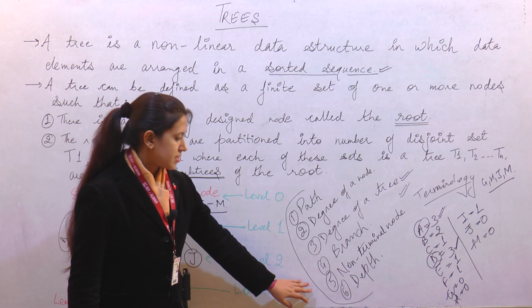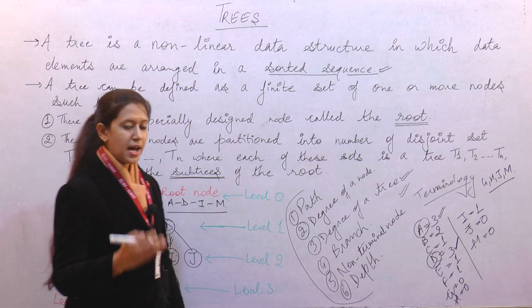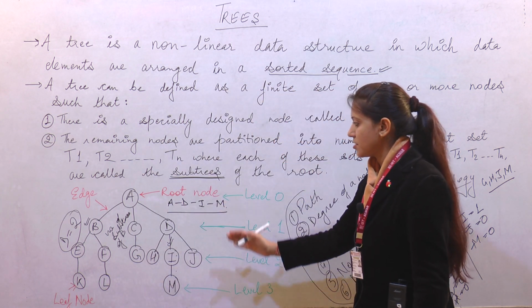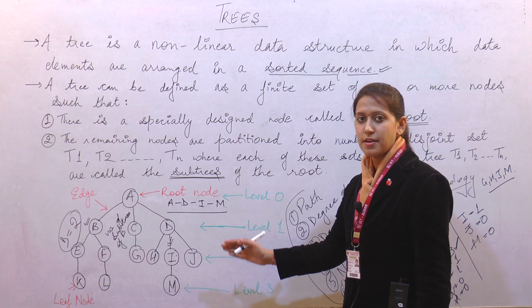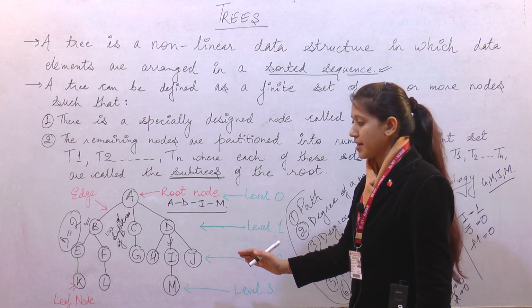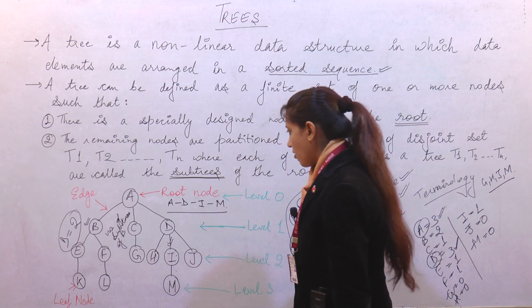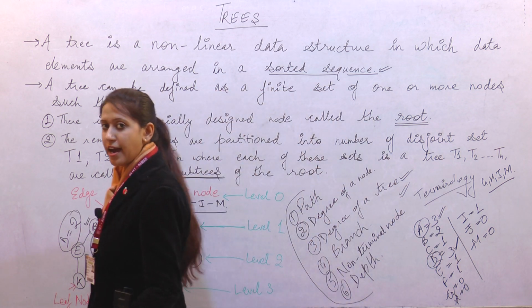And lastly we discussed depth. Depth means the height of the tree. Height of the tree means the levels at which the various nodes, the finite number of nodes, are arranged. That will give us the depth of our tree, or we can say the height of our tree.